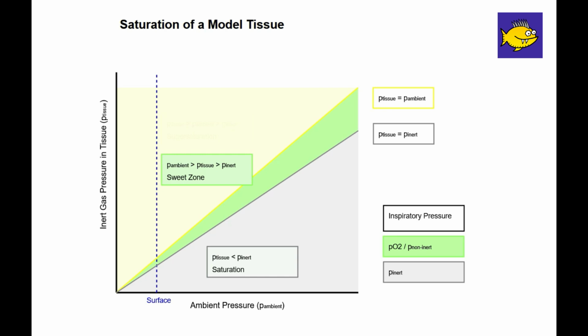Although the inert gas pressure in the tissue is higher than in the lungs, it is still below the ambient pressure. Only when you cross the yellow line and enter the yellow field is the tissue supersaturated. Here, the gas pressure in the tissue is higher than the ambient pressure, and only here can bubbles form.